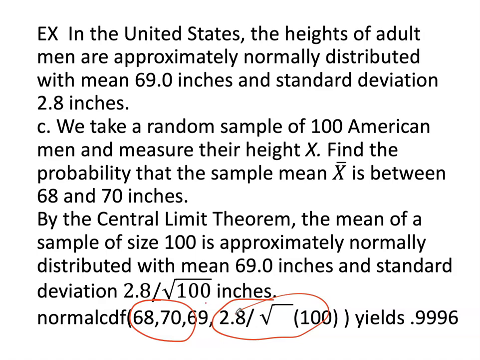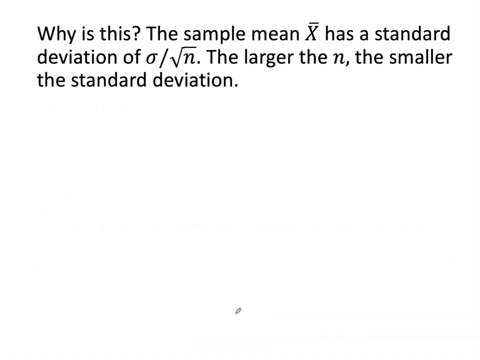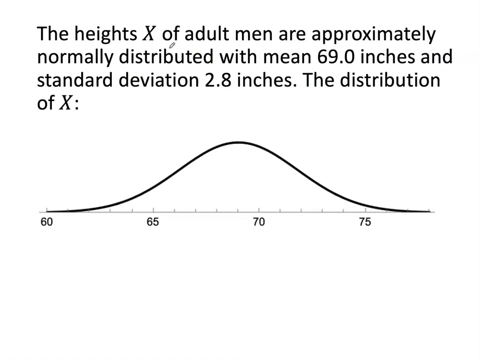So if you have a sample of size 100, you're almost guaranteed that the sample mean you get from that sample is going to be between 68 and 70 inches tall. Now, why is this? The sample mean x bar has a standard deviation of sigma over square root n. The larger the n, in other words, the larger the sample size, the smaller the standard deviation, because the n is in the denominator. Again, the heights x of adult American men are approximately normally distributed with mean 69 inches and standard deviation 2.8.